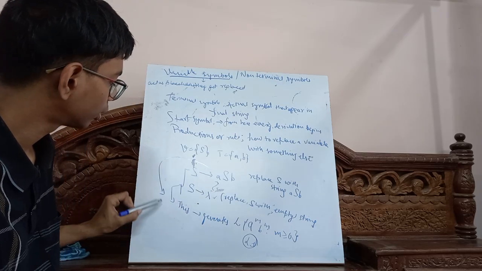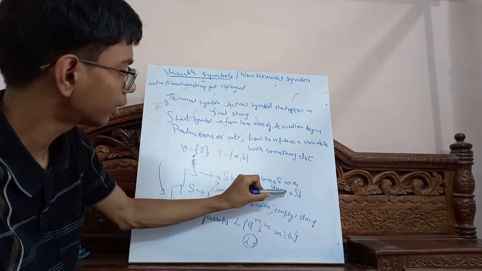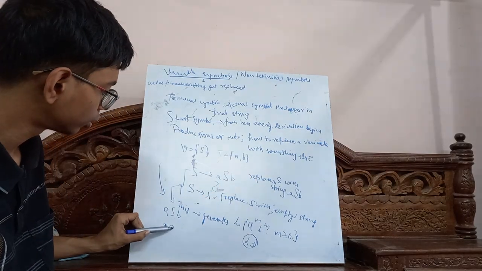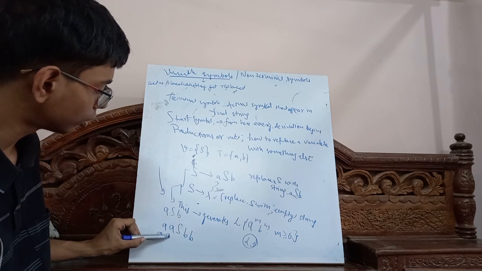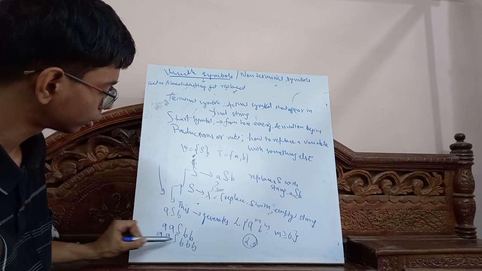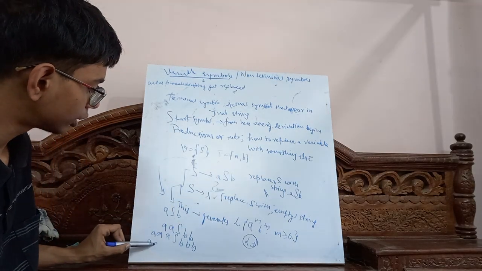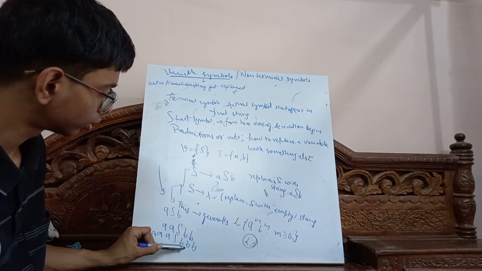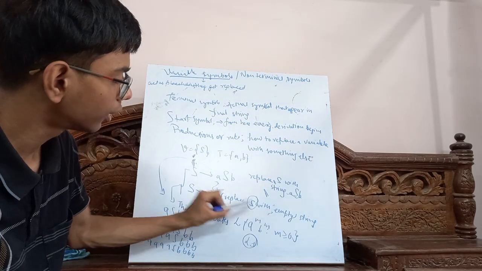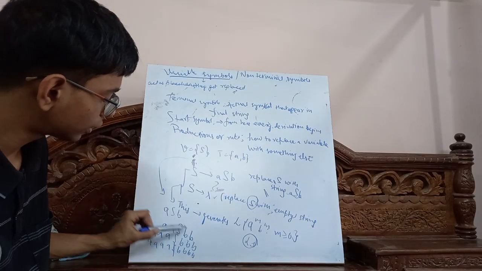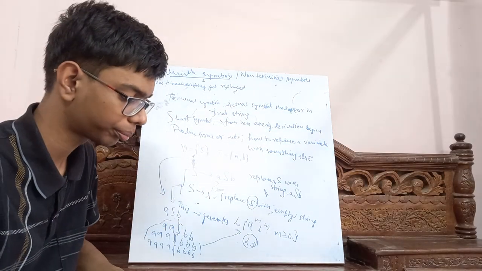It will work like this: replace S with ASB. And again replace S with ASB, and again replacing S with the string ASB. And then replacing S with the empty string. So this is what we will get. So this will generate this language, right?